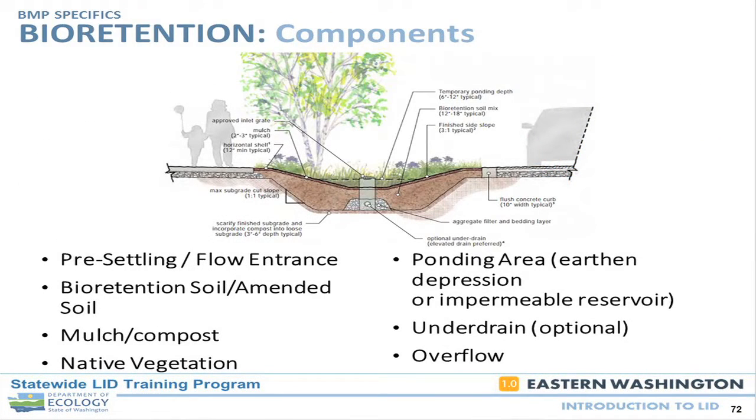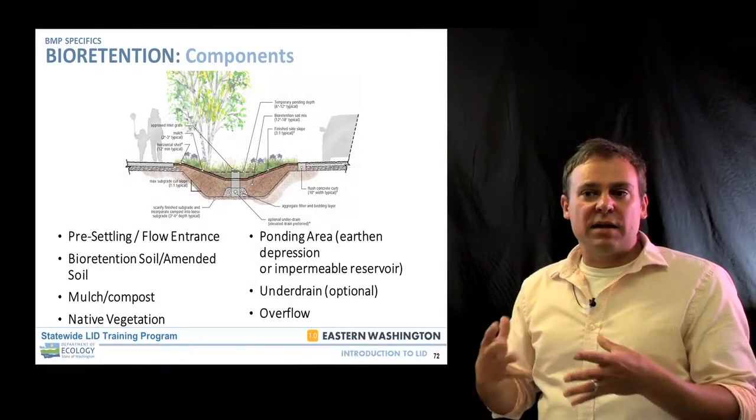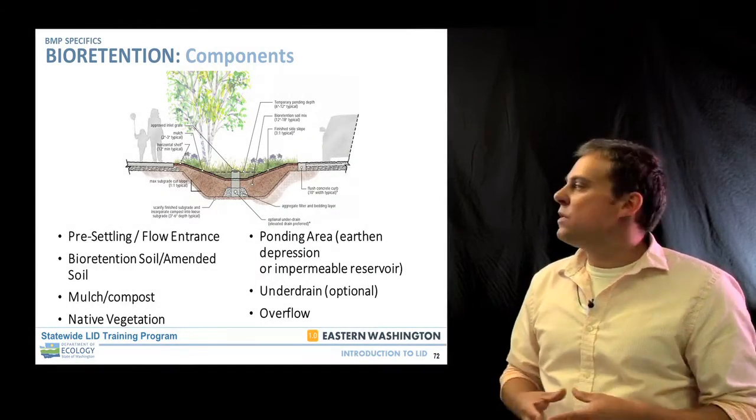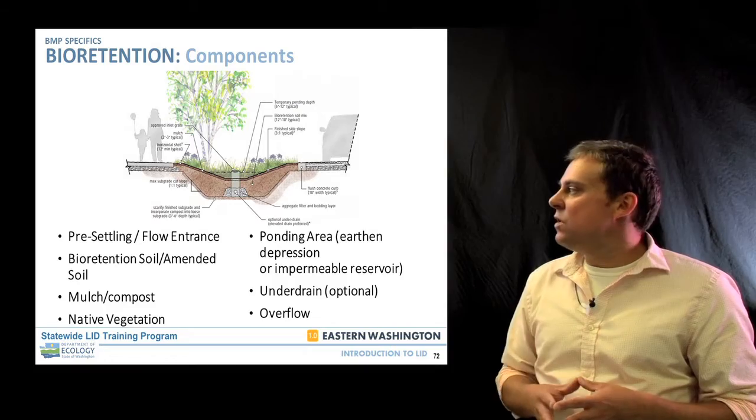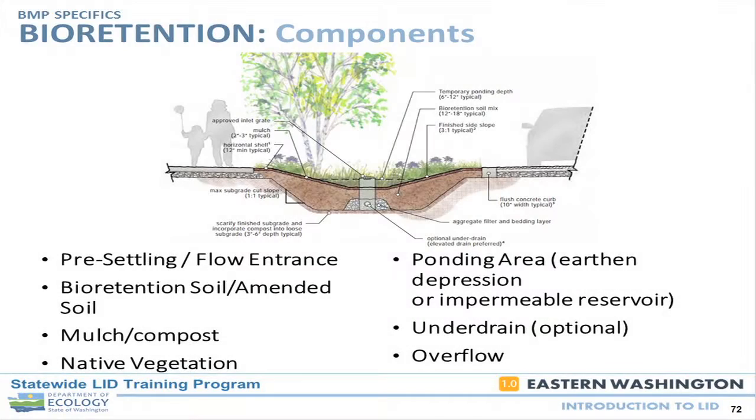So here's a little bit of a run through of what those components are, what those ingredients are. Pre-settling, or the flow entrance, consideration of how water gets into these practices. They all have bioretention soil or amended soil that is mostly a composition of sand and compost, organic matter, but it's also porous and drains flow through it. Mulch and compost, very important for vegetation establishment, weed management, and all of that. Native vegetation or water-appropriate vegetation, because it can be amended to handle other plants than just natives. Ponding area, the idea is again to store that water at the surface and give it the opportunity to soak into the soils.